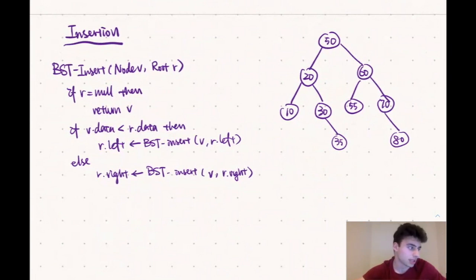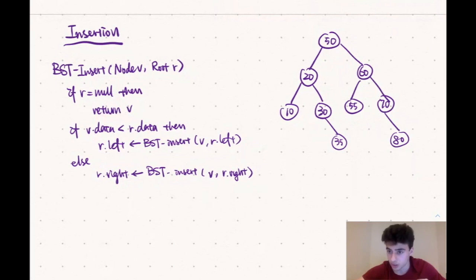So let's take a look at the algorithm. Our algorithm for insertion is going to take two parameters: a node to be inserted, we're going to call it V, and the root of the tree, since we have to insert from the root in order to preserve the binary search tree property in all cases. So first, if the root is null, we're simply going to replace the root with our node V. So that case is taken care of.